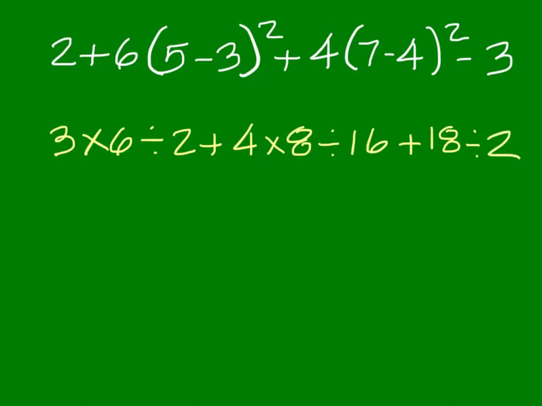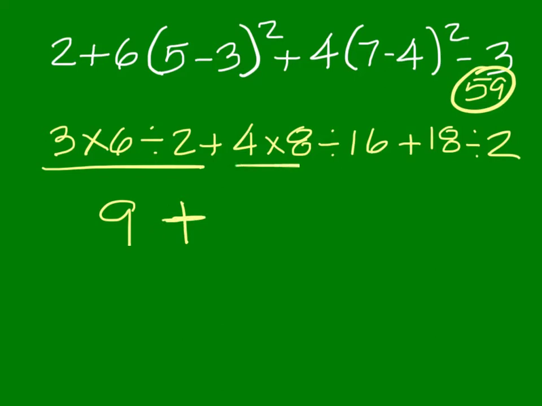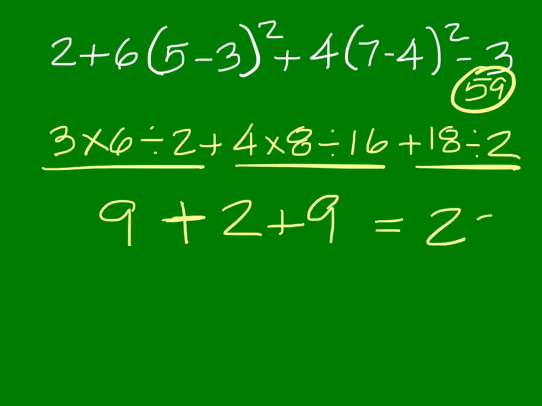The first one should be 59, and on the second one, this is 18 divided by 2, which is 9. And then this is 32 divided by 16, that's 2. And 18 divided by 2 is 9. That should be 20.